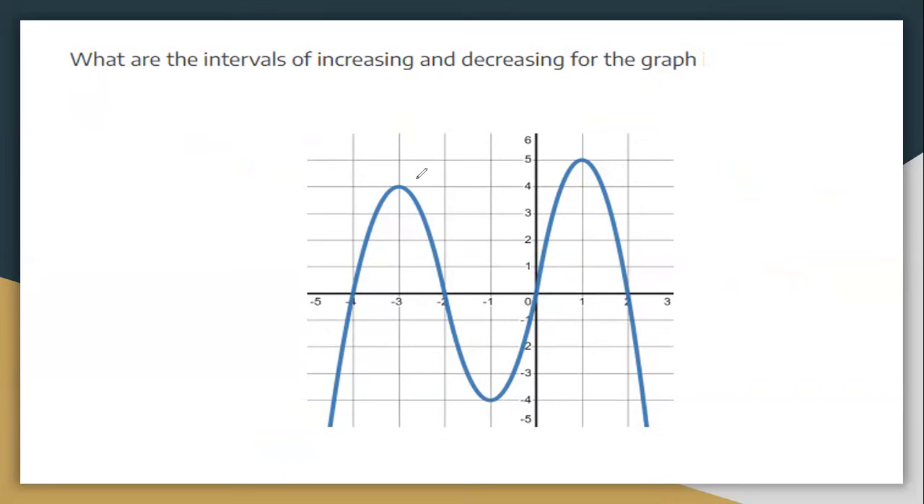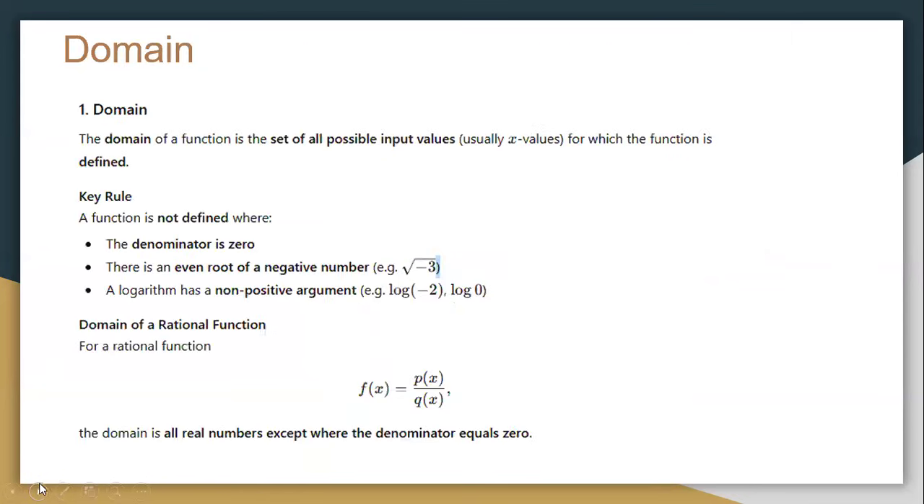So here for decrease, I expect you to have between -3 and -1. Then you tell us (-3, -1) union another decrease here between 1 and positive infinity. So you write it like that. That is what we call the interval for increase or decrease. Now we are going to look at another concept we call the domain.